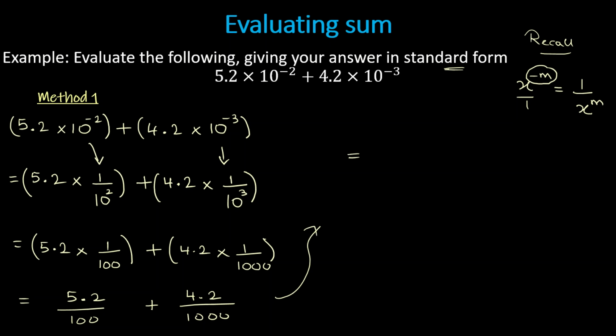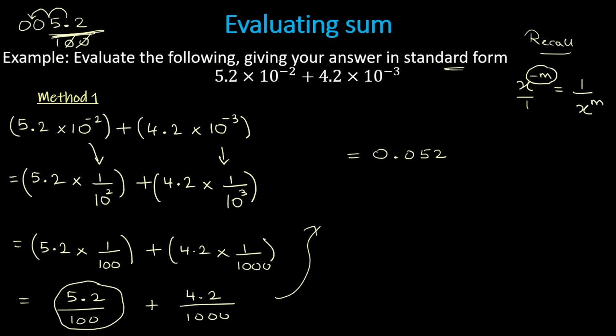This is 5.2 divided by 100. You have learned this in primary level. 5.2 over 100. When dividing, we have to move the decimal to the left. So let me include some zeros there. 1, 2. So I move the decimal by 2 decimal places. So it's 0.052.